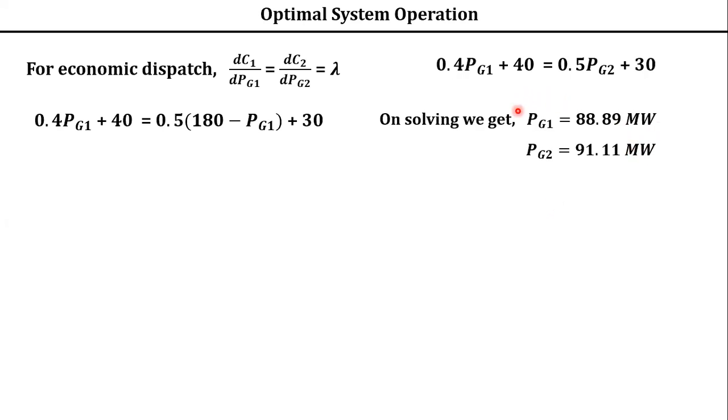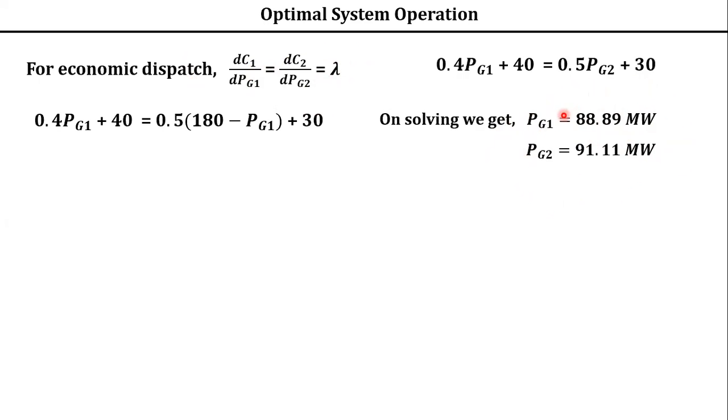So this is your economic scheduling. That is, this is your optimal generation. How do you say it is optimal generation? Because you applied the condition for optimal dispatch and you got these values.